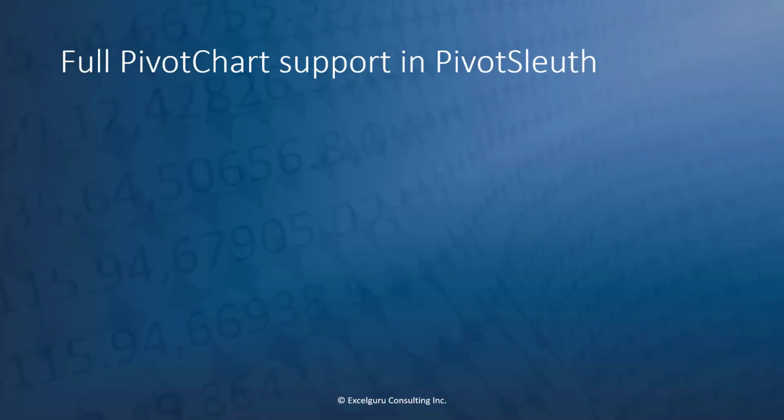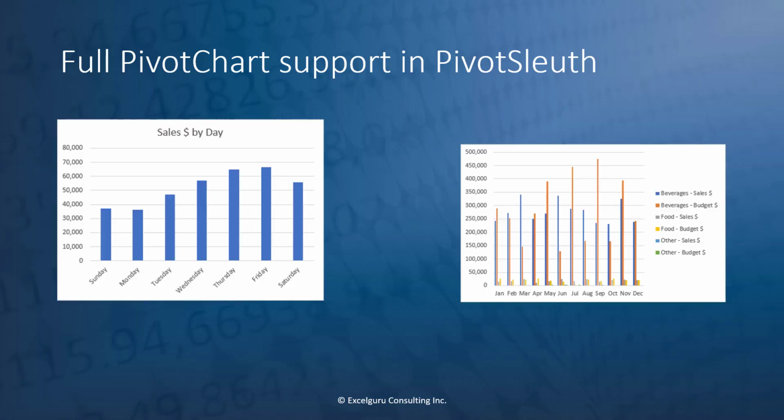Let's talk quickly about PivotChart support and PivotSleuth. Let's say that I've got a couple of pivot charts here, and no criticisms on how ugly they are or anything like that, but they're both pivot charts. And that horrible feature that you get when you select a pivot table or a pivot chart, and in the pivot table field list, you get this, the relationships may be needed.